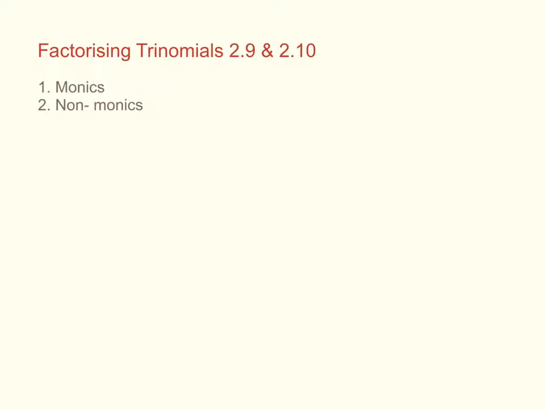Hi folks, we're doing factorising trinomials, which is 2.9 and 2.10. There are two types of trinomials, monics and non-monics. Monics are trinomials with a coefficient of 1 in front of the x squared, like this one for example, and non-monics have another coefficient, so a number other than 1.